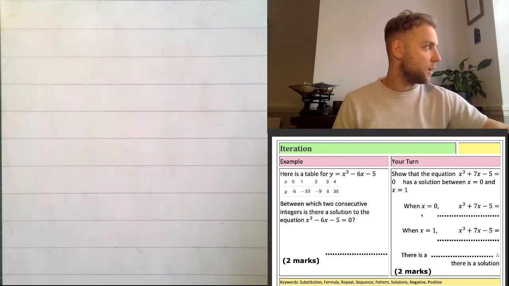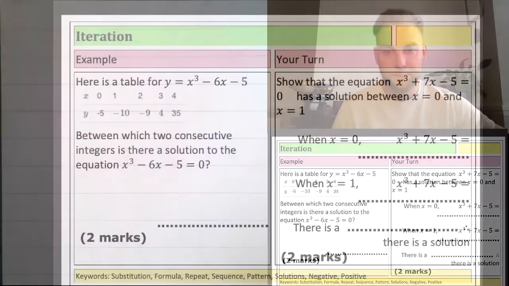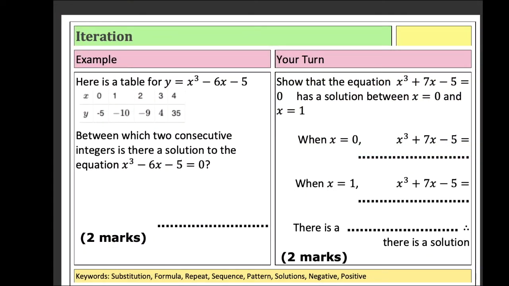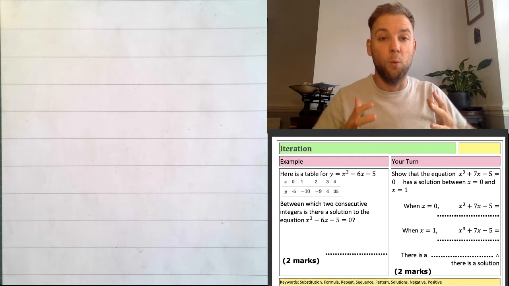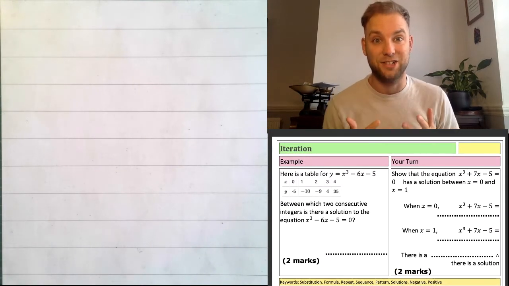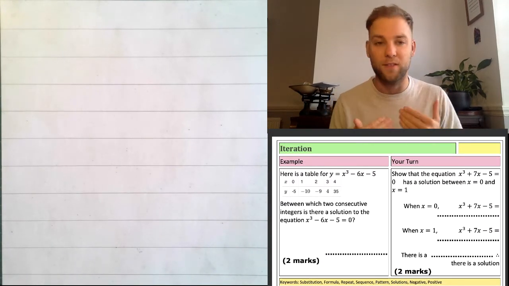So let's have a look at this one. I'll make it big for you so you can see it. So here's a table, y is equal to x cubed minus 6x minus 5. So it's actually giving you the table of values already. Between which two consecutive integers is there a solution? So the idea here is, what are we looking for? We're looking for that sign change. That's what's really important.